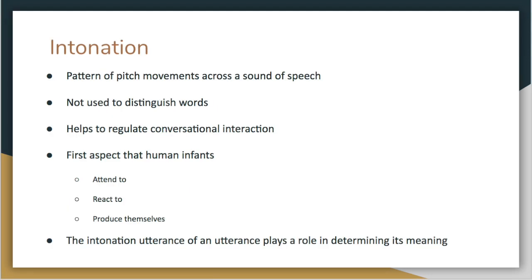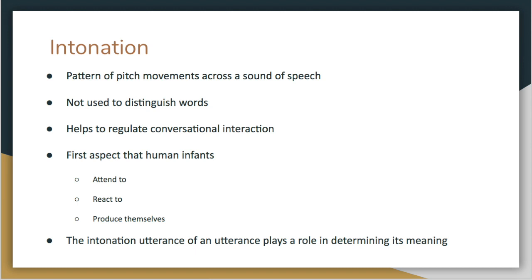Intonation is another suprasegmental property. Intonation is defined as a pattern of pitch movements across a stretch of speech, such as a sentence. It can also be described as a rise and fall of the voice in speaking. Intonation is not used to distinguish words, but rather used for a range of functions to indicate attitudes and emotions of the speakers, while also expressing the difference between statements and questions and between the different types of questions. It helps to regulate conversational interaction.